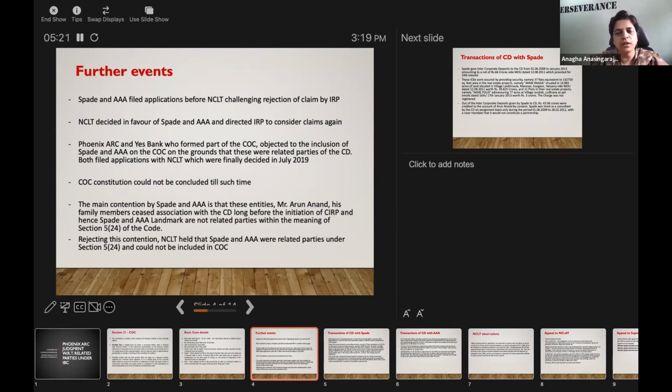Now, long before the initiation of the CRP, Arun Anand and his family members stepped down from the board of the CD. And as such, SPADE and AAA are now claiming that as on the CRP commencement date, these are not related parties. So SPADE and AAA are not related parties. Hence, they are eligible to be financial creditors and participate in the COC. This contention was rejected by the NCLT in these applications, and NCLT held that SPADE and AAA were related parties under 5(24), and hence they could not be included in the COC.